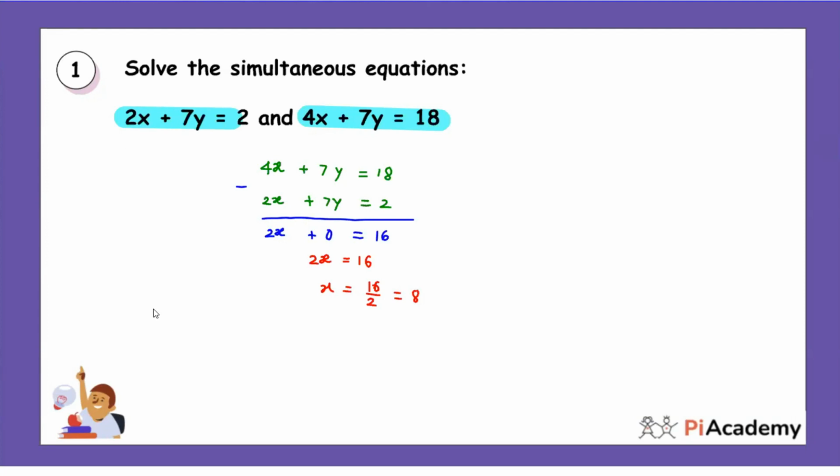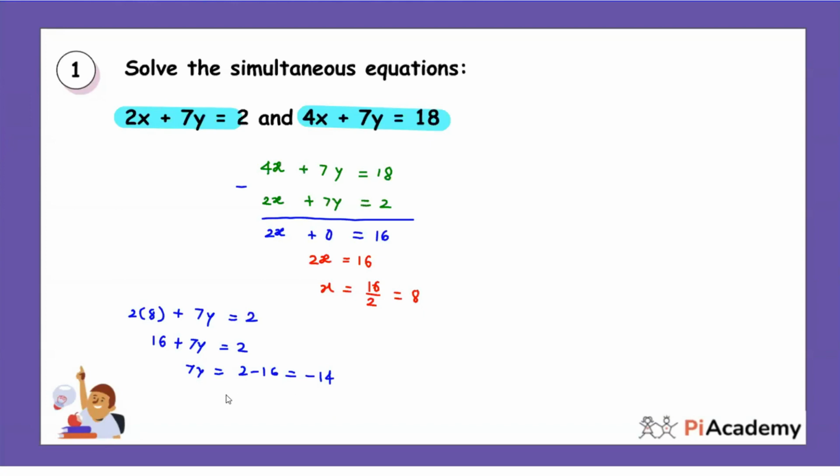So let's do that. Here I'm taking the first equation. So let's say 2x. Instead of x, I can put 8 and then plus 7y equals 2. So that is how much? Here 7y is there and 2 times 8, that is 16. 16 plus 7y equals 2. So 7y equals what? 7y equals 2 minus 16, and that is minus 14.